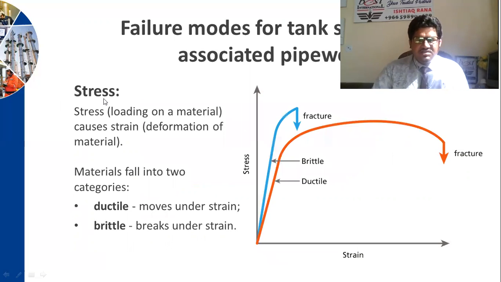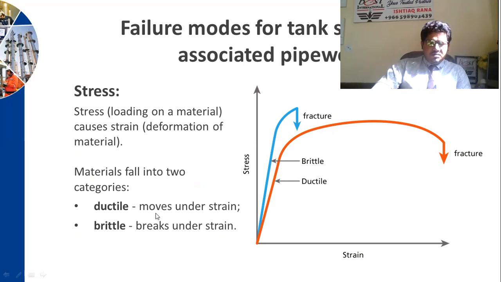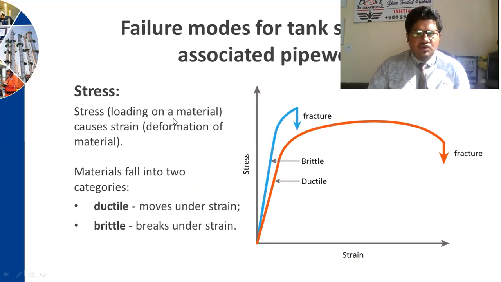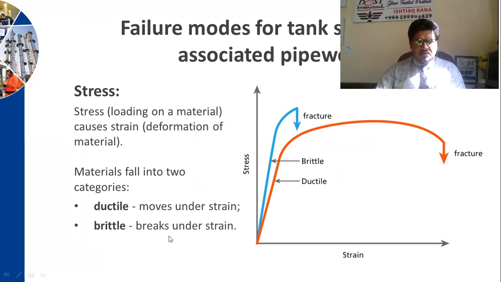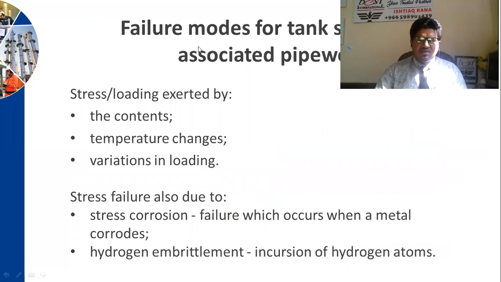Now, if stress is there, see how the fracture would occur, like brittle or ductile fracture. So remember, the stress loading on a material causes strain, deformation of the material. Materials fall into 2 categories, ductile or brittle. One that moves under strain is ductile and one that breaks under strain is brittle. But at the end, it's a fracture.